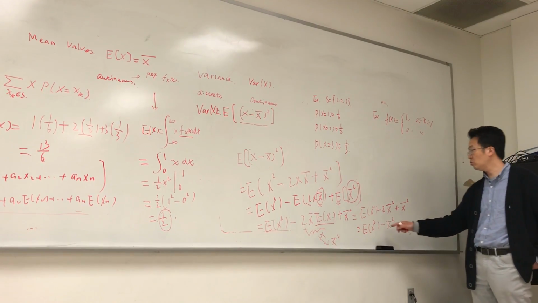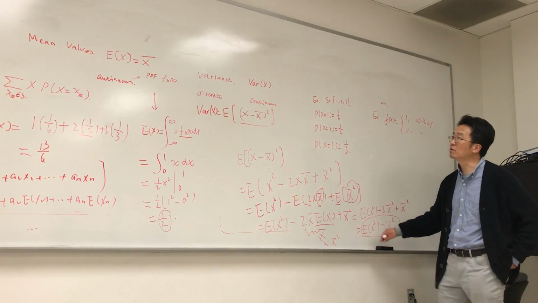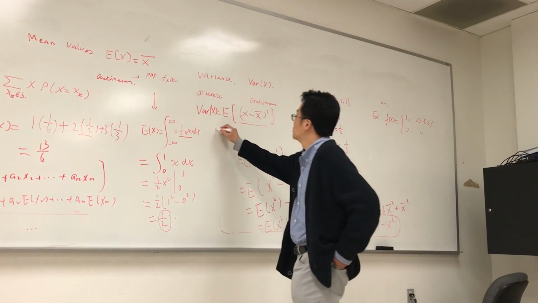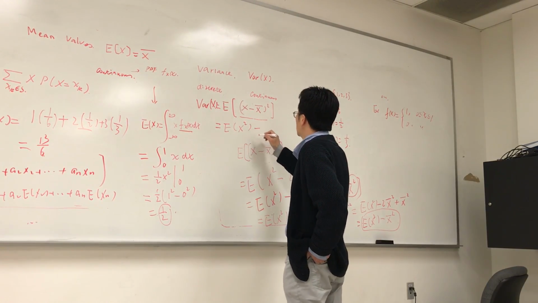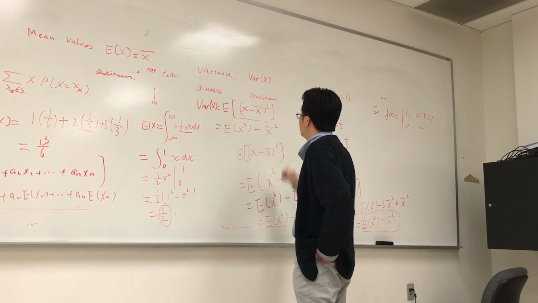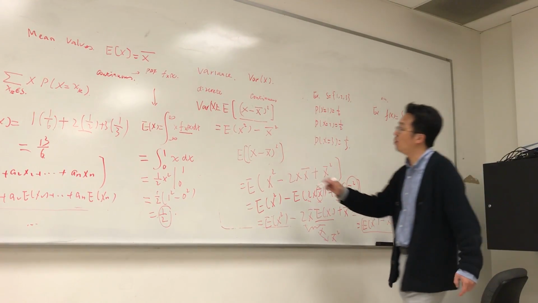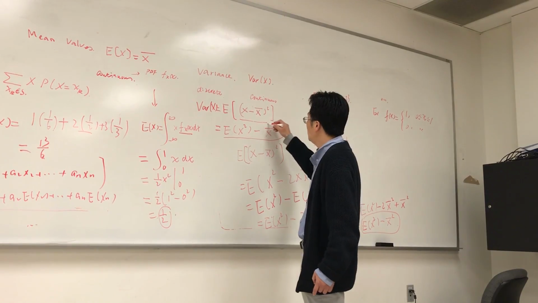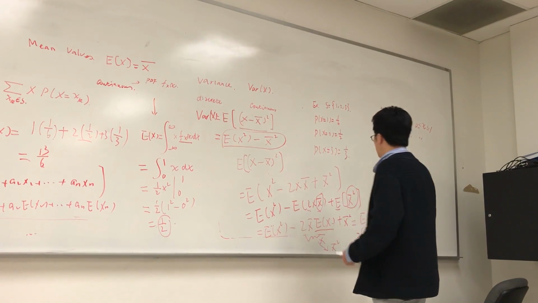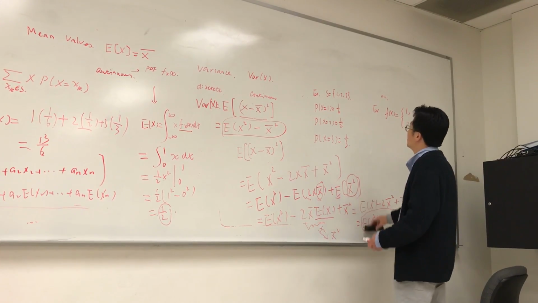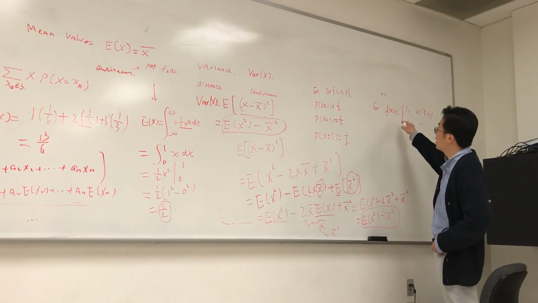And this will be more commonly used in order to determine the variance. So it's E of X squared minus the square of the mean. This formula is more practical than the original definition. Then let's see how we can determine the variance for this guy and that guy respectively.